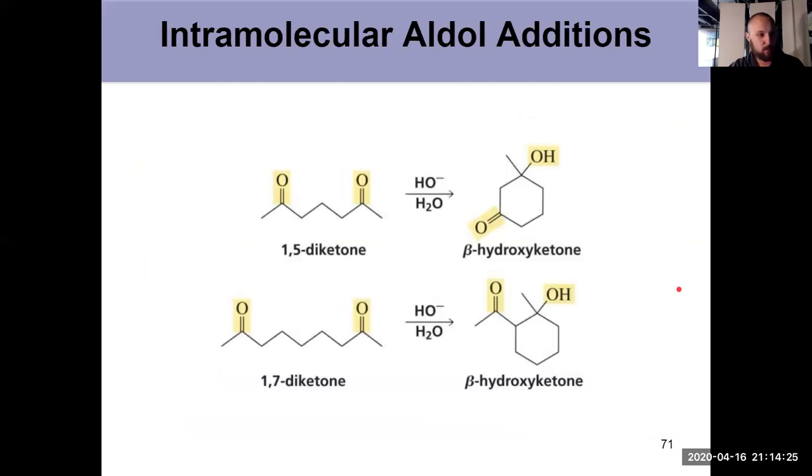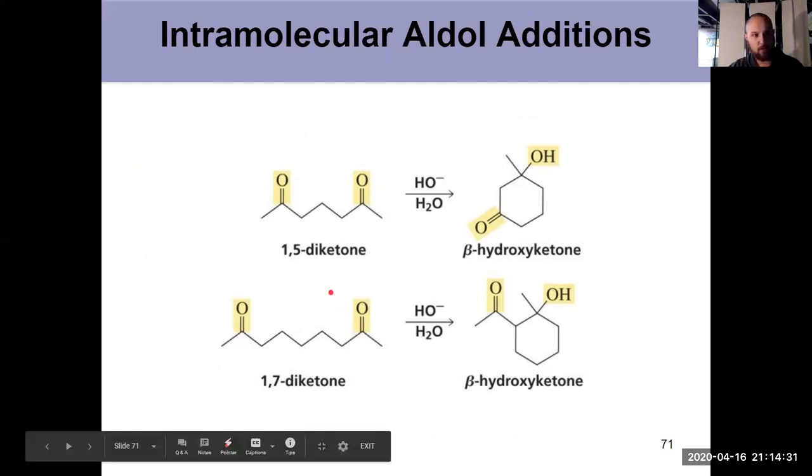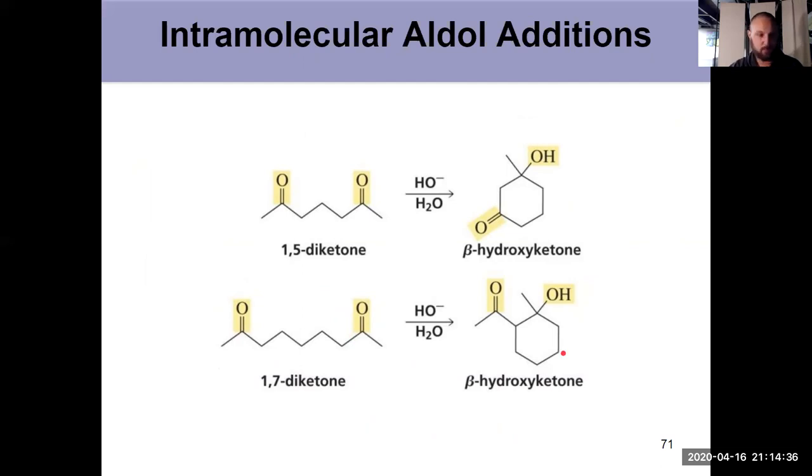And here we have 2 more possibilities, 1,5 diketone, 1,7 diketone. Both of those are going to preferentially form 6-membered rings. So, Claisen-Schmidt condensation, Claisen condensation, and Dieckmann condensation.